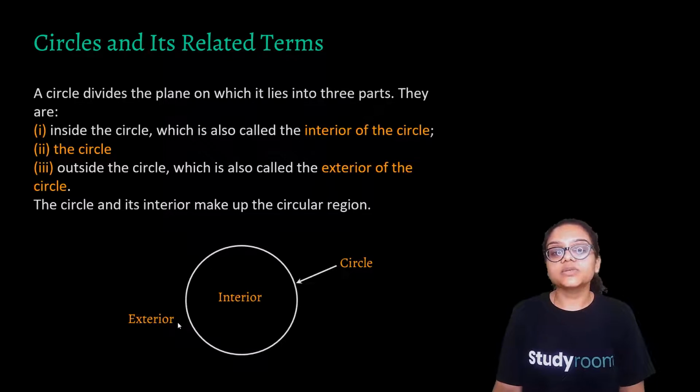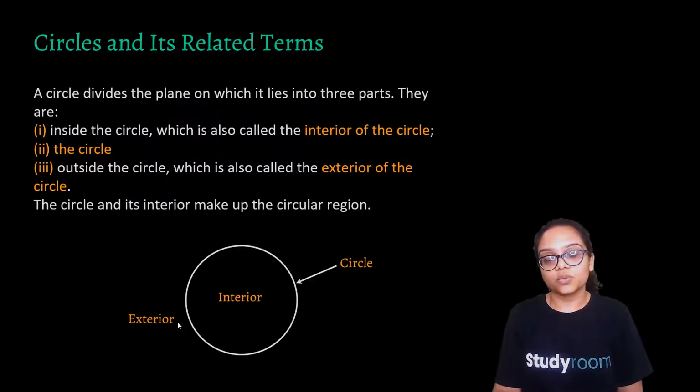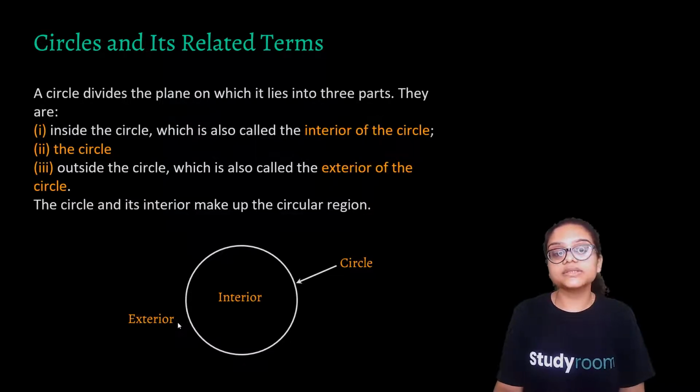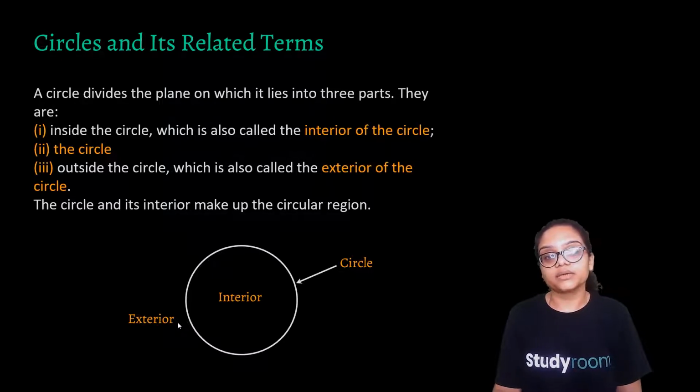Correct? So, interior points are those which are within the circle. Correct? Outside points are those which are beyond the circle. And on the circle means the point which lies on the boundary. Correct? So, the three parts are shown to you clearly in the diagram.